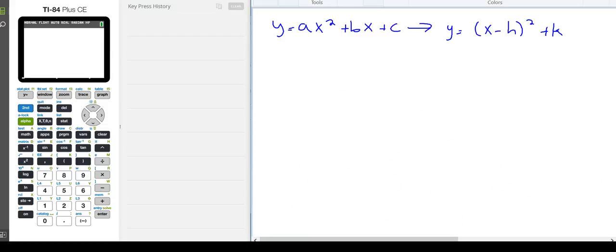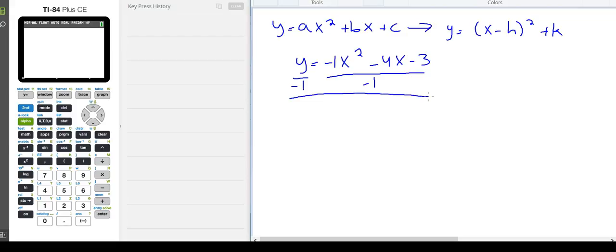Let's say we have the equation y is equal to negative x squared minus 4x minus 3, and we want to put this into vertex form by completing the square. Remember, when completing the square, your a always has to be 1. In this case, our a is negative 1. To get rid of that negative 1, we can just divide everything by negative 1. Since we're dividing the right-hand side by negative 1, we also have to divide the left-hand side by negative 1.